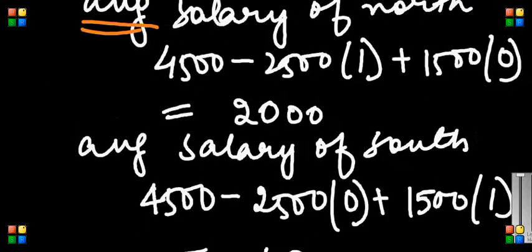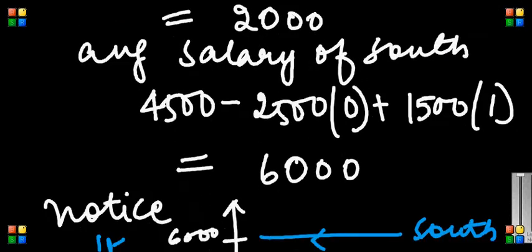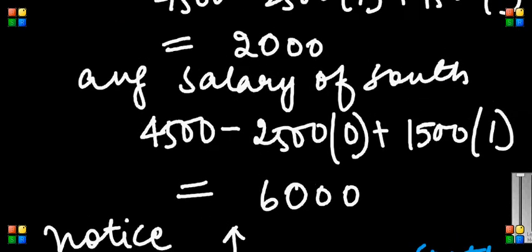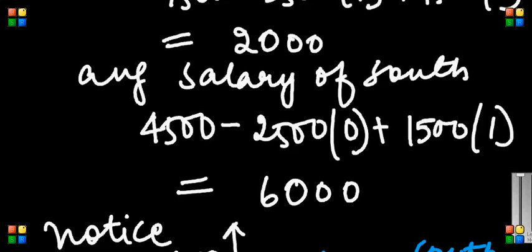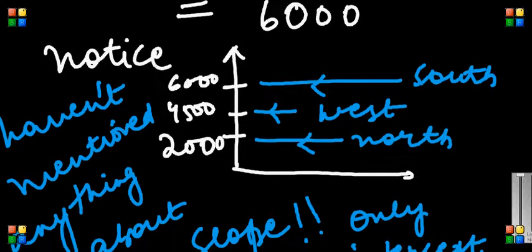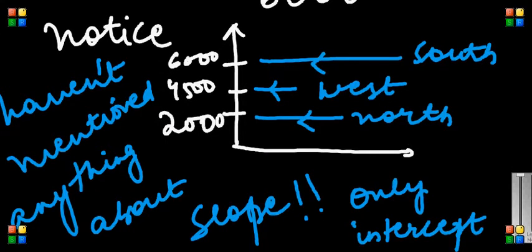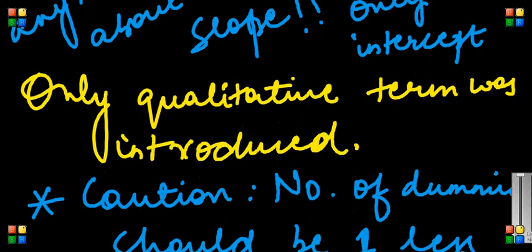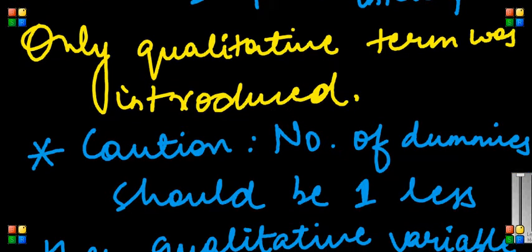Now supposedly I ask you, what is the average salary of South? Then you put d3i equal to 1, you put d2i equal to 0, and you get average salary of the South. So notice that nothing is changing except the intercepts. I haven't really mentioned anything about the slope. All that is happening is to the intercept. So only qualitative term was introduced.